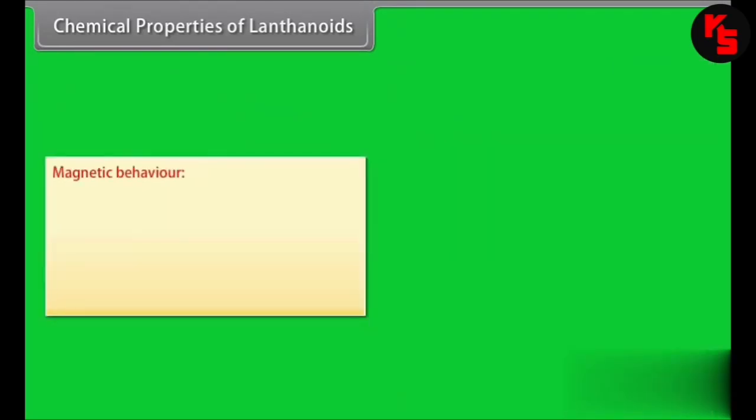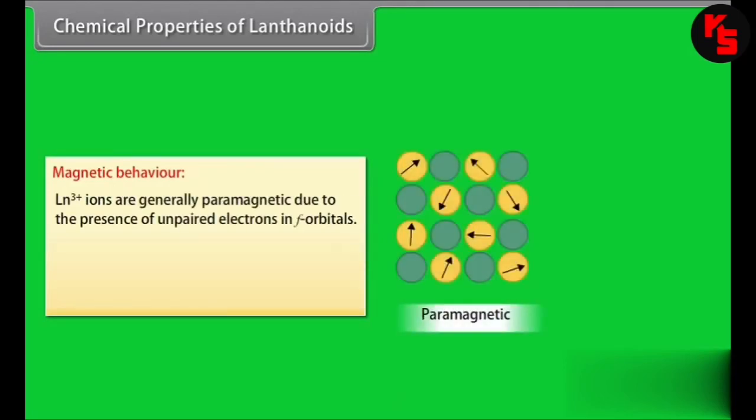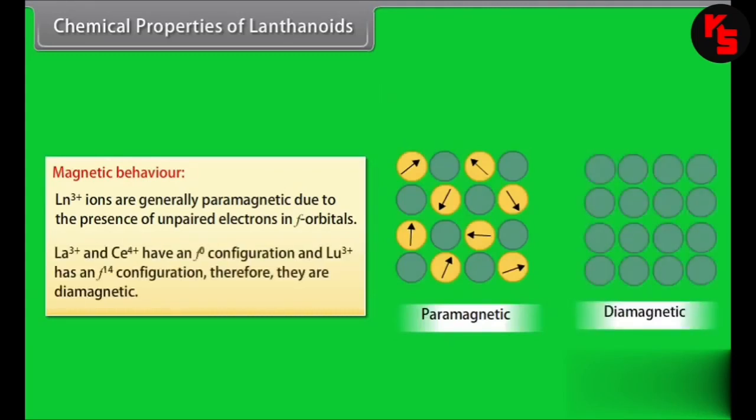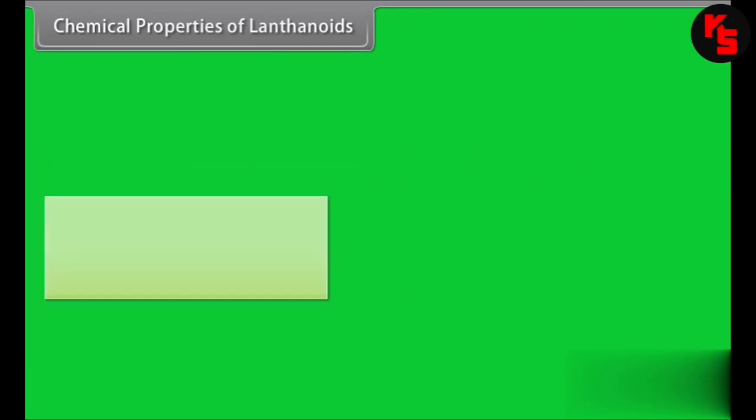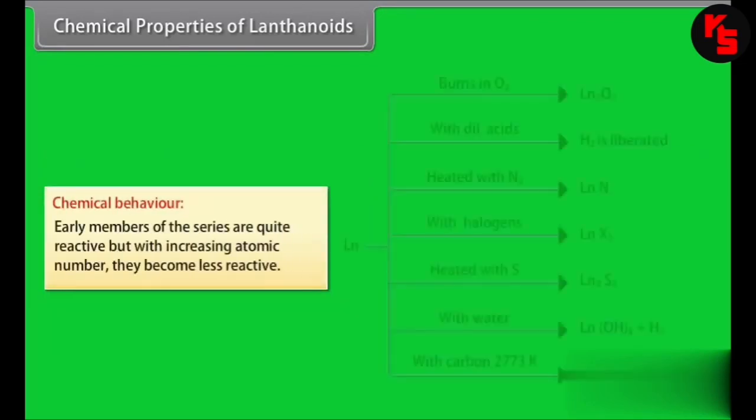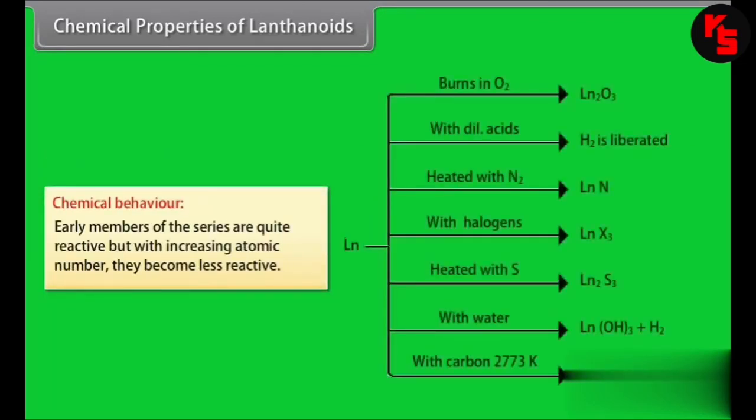Magnetic behavior. Ln3+ ions are generally paramagnetic due to the presence of unpaired electrons in f orbitals. La3+ and Ce4+ have an f0 configuration and Lu3+ has an f14 configuration, therefore they are diamagnetic. Chemical behavior. Early members of the series are quite reactive, similar to calcium, but with increasing atomic number, they behave more like aluminium. Lanthanoid contraction.